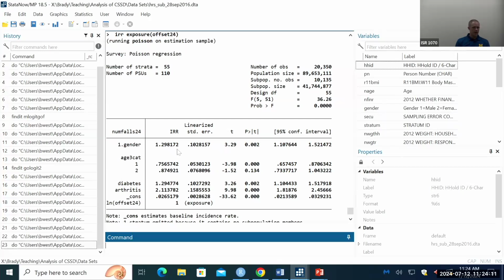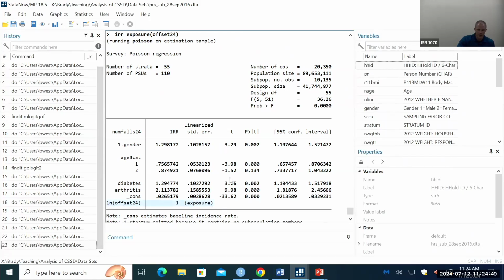Okay. What about age categories? It's a lower monthly rate for the youngest people as opposed to the oldest people, lower by about 24%. What about diabetes and arthritis? Diabetes increases the monthly rate by 29%. Arthritis increases the monthly rate by about 111%. Same way we're thinking about odds ratios, we're just talking about rates: the rate at which this event occurs per month, because we're using that offset of 24. And then you get a reminder that you have this offset variable in the model with a coefficient of 1.